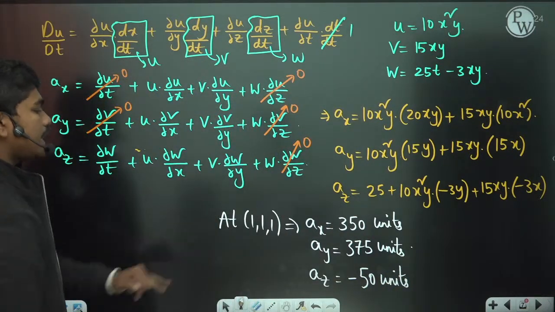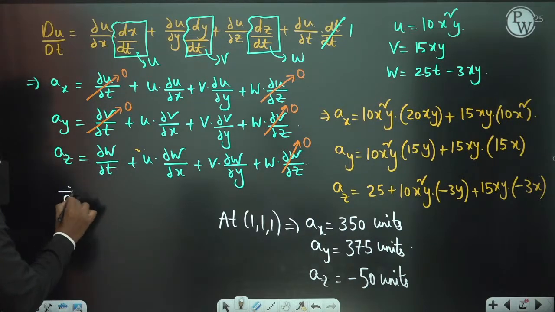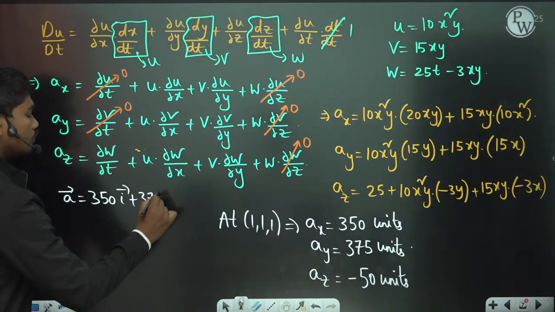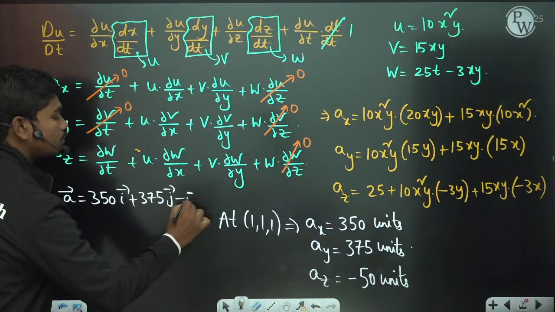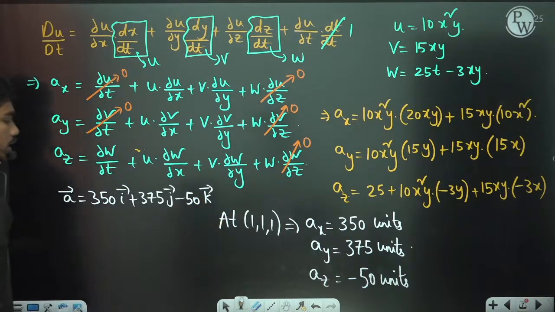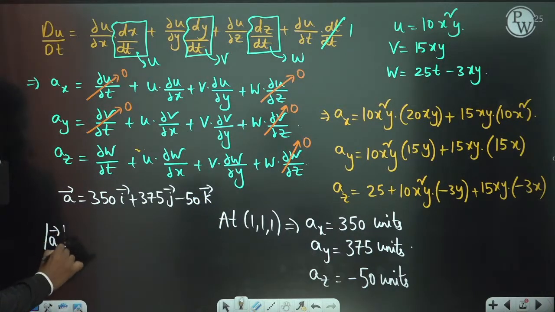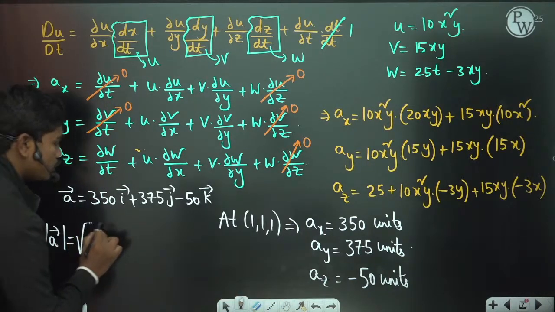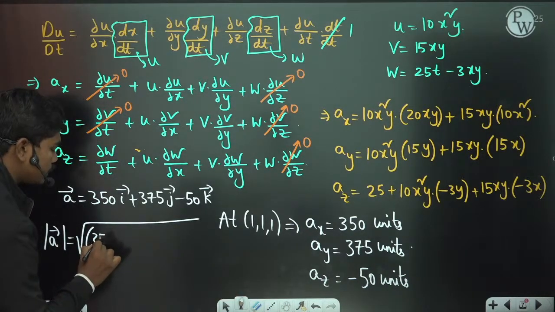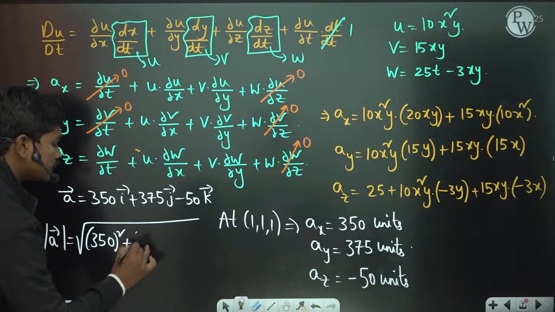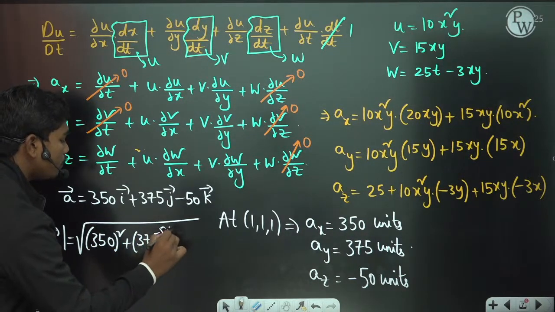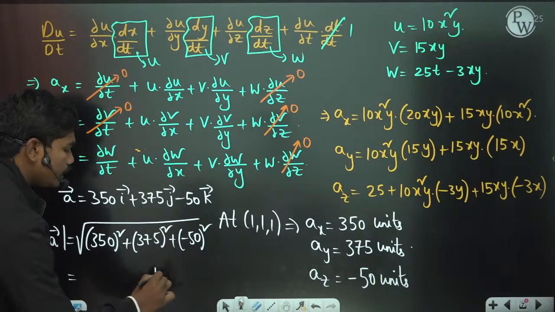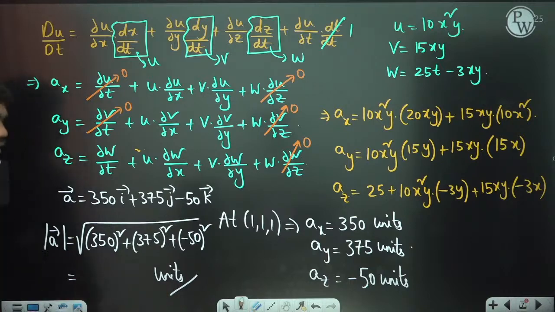If these are the acceleration components, the acceleration vector is 350 times i plus 375 times j minus 50 times k bar. So this is the acceleration vector. If you want to calculate the magnitude of this vector, you know how to calculate magnitudes of vectors: root of 350 square plus 375 square plus minus 50 whole square. If you simplify, you will get some value in units. So you can calculate this value.